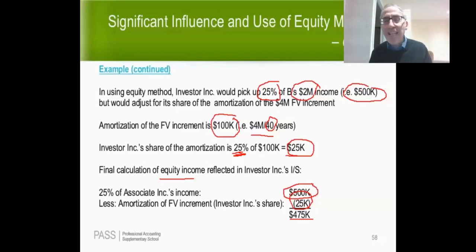If they have more than 50% with no major influence, that's unheard of. That's almost impossible. So I wouldn't worry about that. I'm not even going to address that because that's virtually unknown.